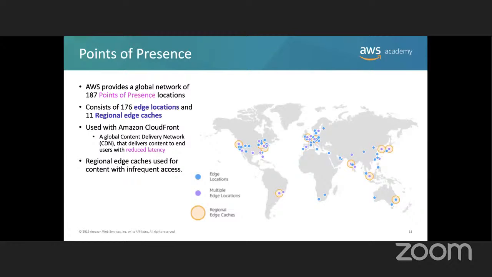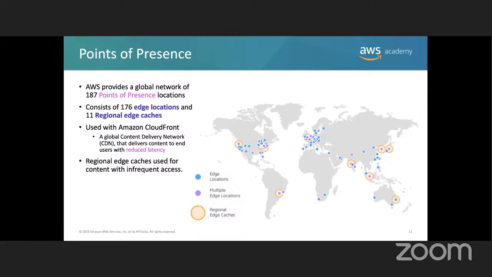And what is the difference between edge locations and regional edge caches? Regional edge caches are used by default with Amazon CloudFront. They're used when you have content that is not accessed frequently, and content remains in the edge location when it is accessed frequently. So the edge location is for frequently accessed information, and regional edge caches are used to hold information that is not accessed frequently enough to stay in an edge location. I don't know if you understand what I'm saying.